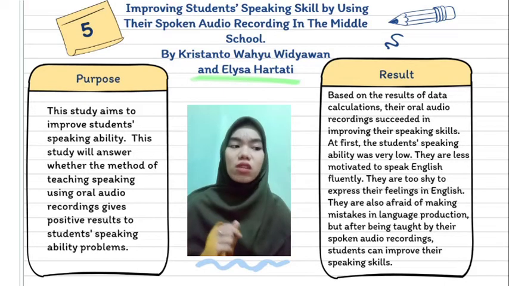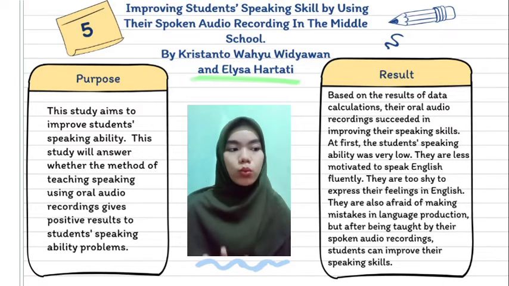At first, the students' speaking ability was very low. They are less motivated to speak English fluently. They are too shy to express their feelings in English, and they are also afraid of making mistakes in language production. But after being taught by their spoken audio recordings, students can improve their speaking skills.